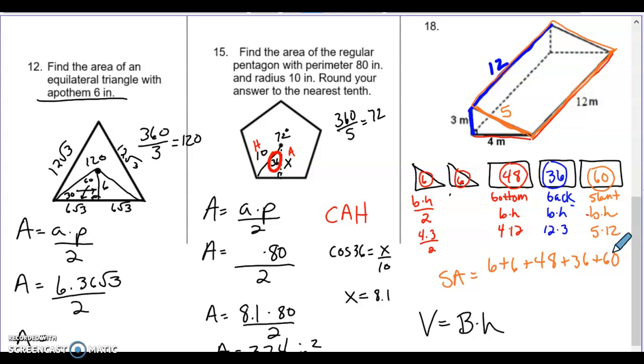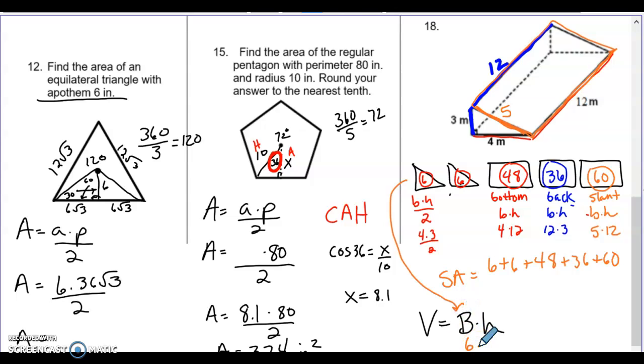Now the volume, because it's a prism, is big B times H. Well, what shape is the base? The shape of the base is not the rectangle. The shape of the base is the triangle, because I have a congruent parallel triangle on the back side of it. So the big B was 6. So 6 is the area of my base.